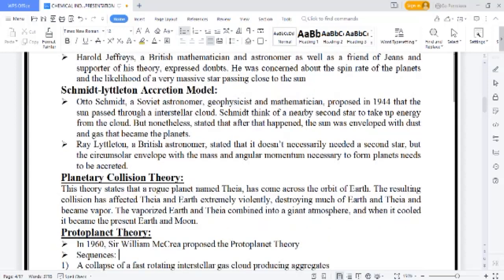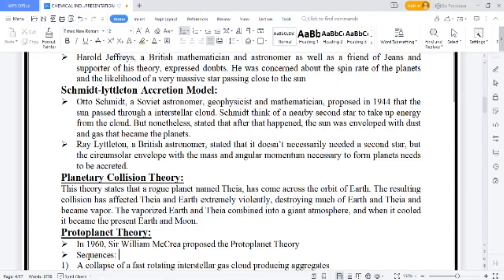The fifth theory is planetary collision theory. This theory states that a rogue planet named Theia came across the orbit of Earth and collided with it. The resulting collision affected Theia and Earth extremely violently, destroying much of the Earth and Theia and turning them into vapor. The vaporized Earth and Theia combined into a giant atmosphere, and when it cooled, it became the present Earth and Moon.